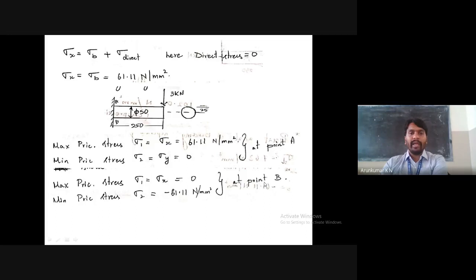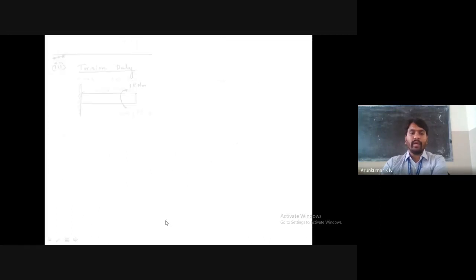I will stop it over here. The maximum shear stress is given by sigma 1 minus sigma 2 by 2. I will stop it over here.